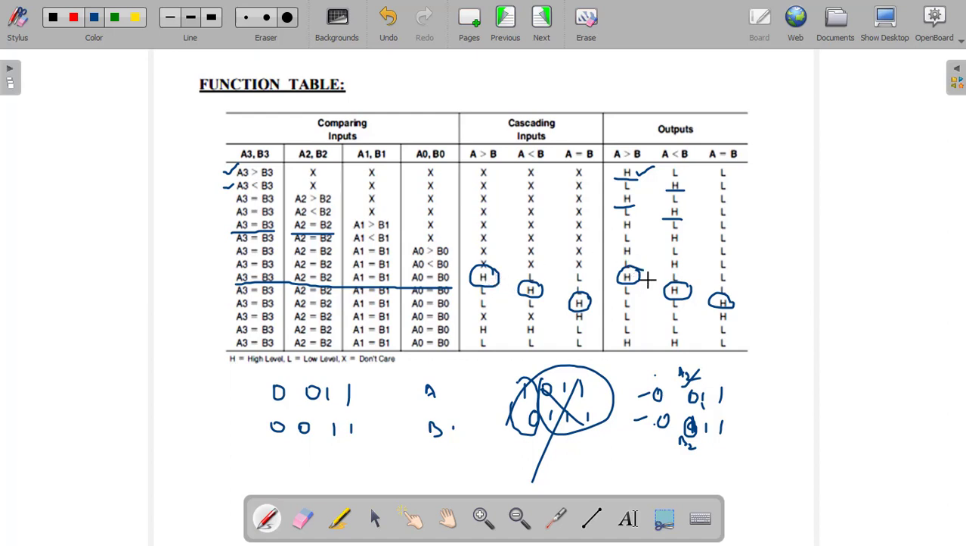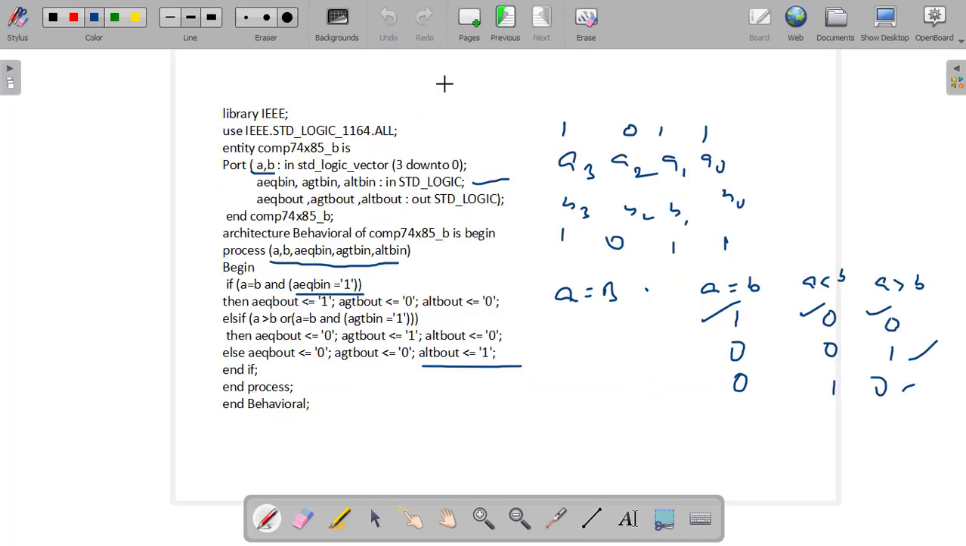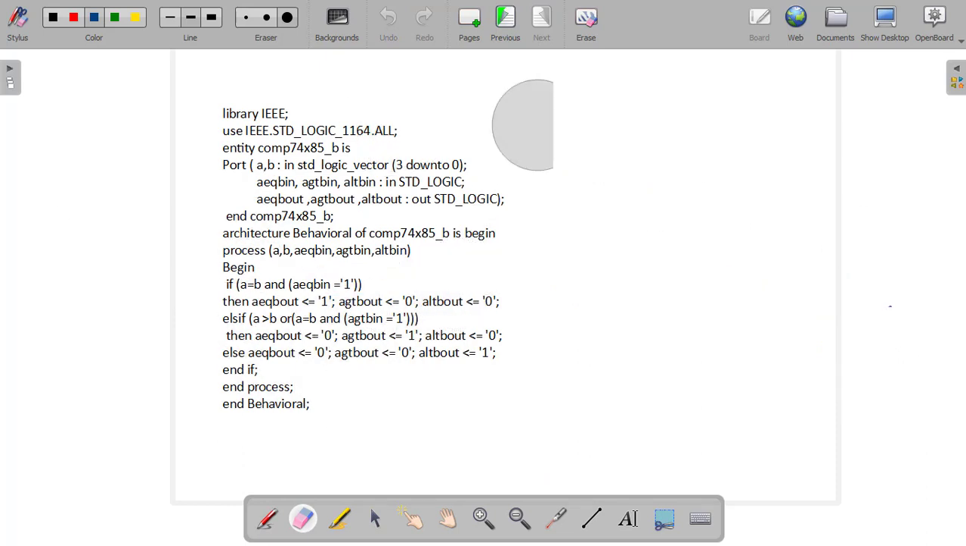So this is how we will be representing it in the functional table, and this is how we will be converting that into code. So now we will be writing the code.